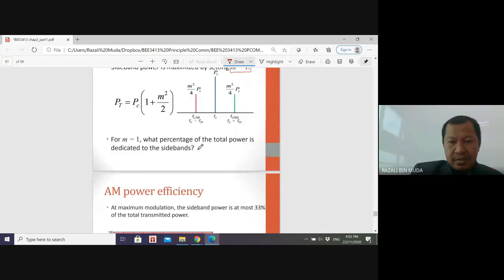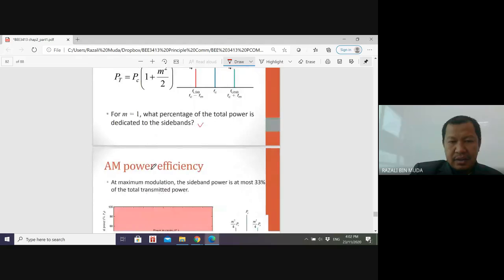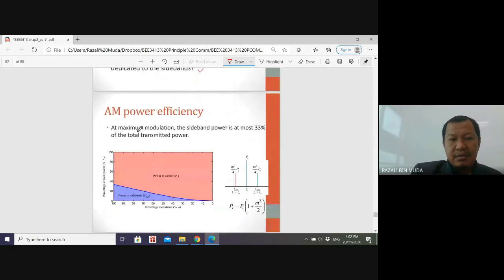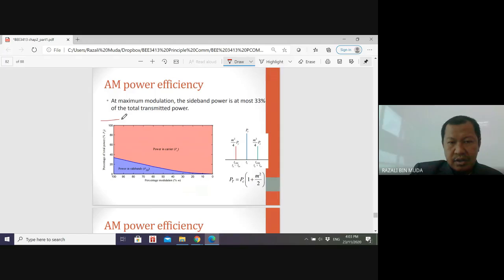For m equal to 1, what percentage of the total power is dedicated to the sideband? Okay, this one you need to calculate. AM power efficiency at maximum modulation, the sideband power is almost 33% of the total transmitted power. So this is the graph.